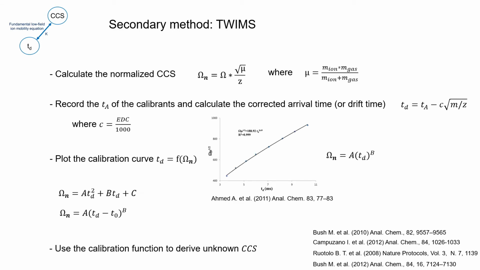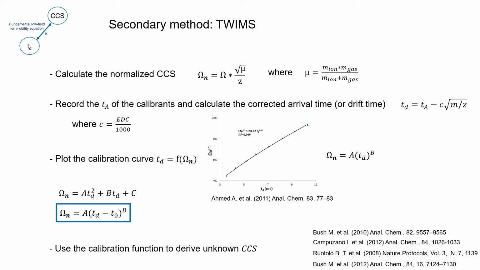The normalized CCS versus drift time are fitted using an empirically determined power law equation, which will be the calibration curve. Here I reported an example from a paper of Ahmed and Matt Bush. The coefficient A and the exponential factor B will be used for the derivation of CCS of unknown compounds. Some authors advanced different functions for describing the relation between the normalized CCS and the drift time in traveling wave. For example, Bush and co-workers proposed a binomial regression function. At present, the commercial traveling wave systems, Synapt and Vion from Waters, use the formula that includes the T0, the undetermined time offset.